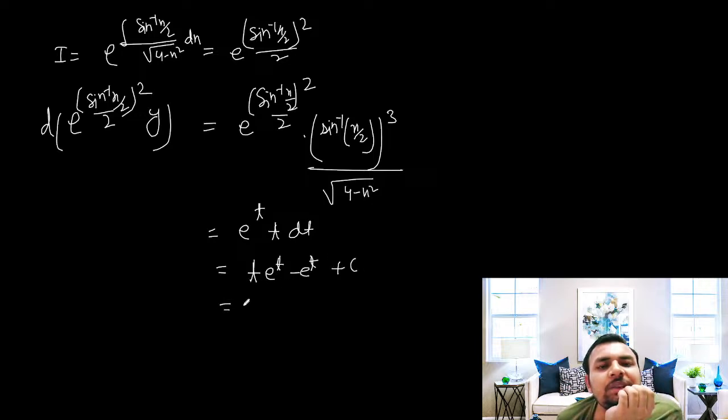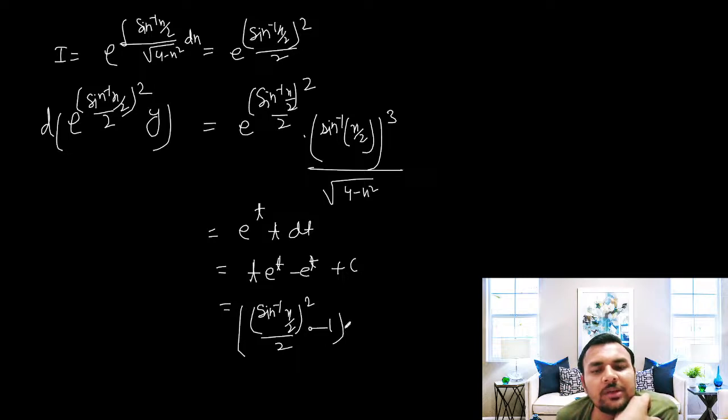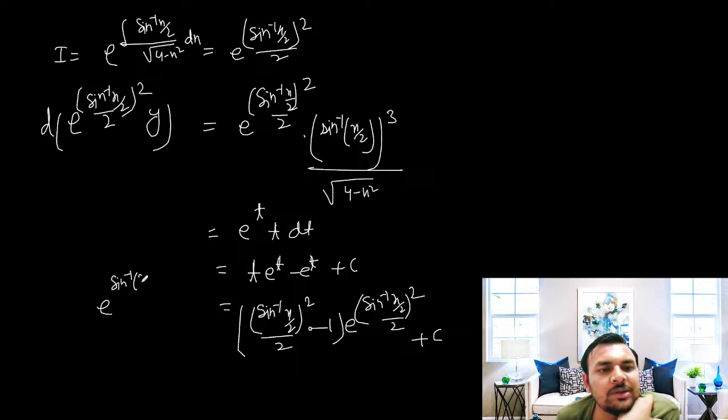So it is nothing but t is what? Sin inverse x by 2 whole square, by 2 was t, minus 1, e to the power (sin inverse x by 2) whole square by 2, plus c, and this is e to the power (sin inverse x by 2) whole square by 2 into y.